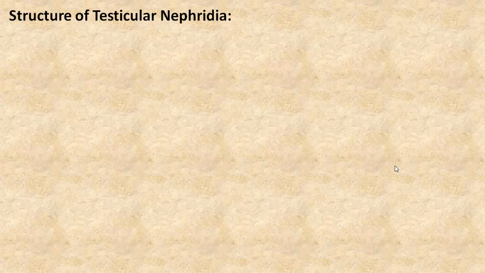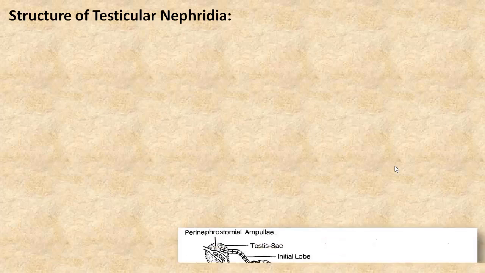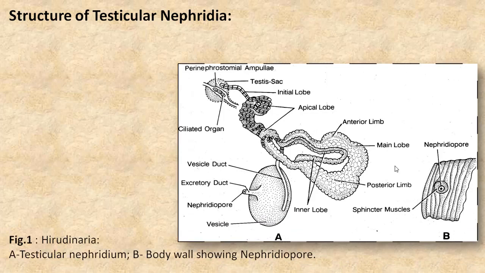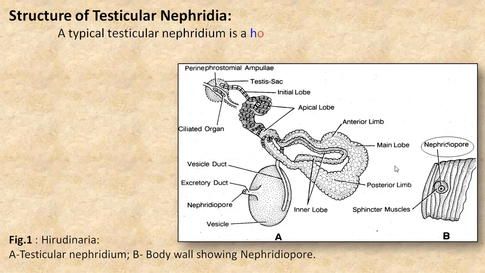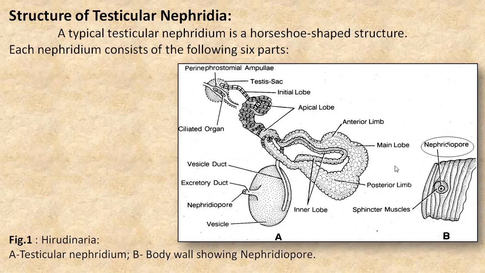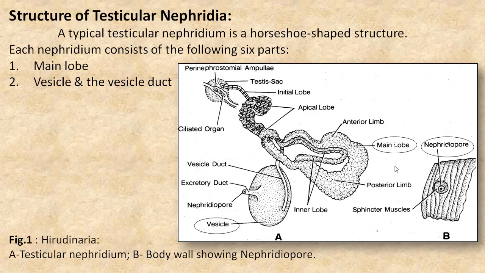Now we will see structure of testicular nephridia. Now this is the complex structure of testicular nephridia and body wall showing nephridiopore. A typical testicular nephridium is a horseshoe shaped structure. Each nephridium consists of the following 6 parts. First, main lobe. This is main lobe. Second, vesicle and vesicle duct. This is vesicle and vesicle duct.